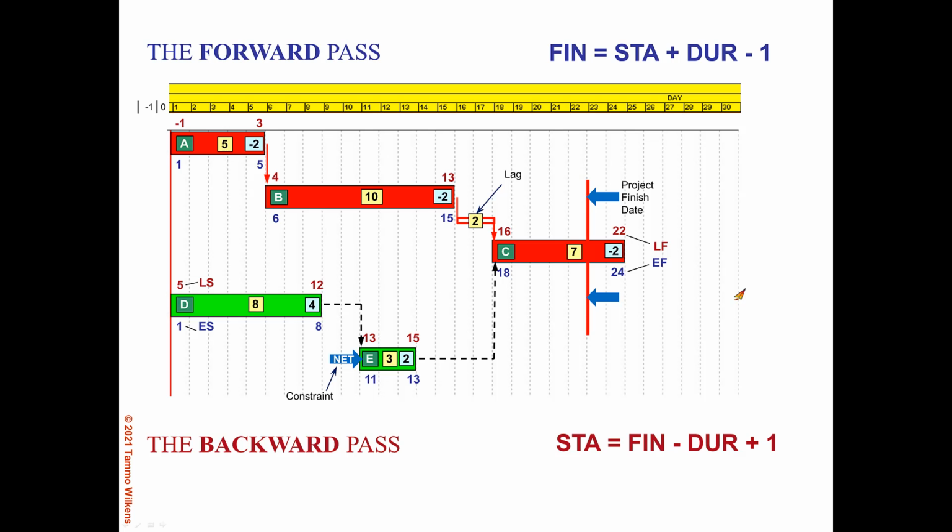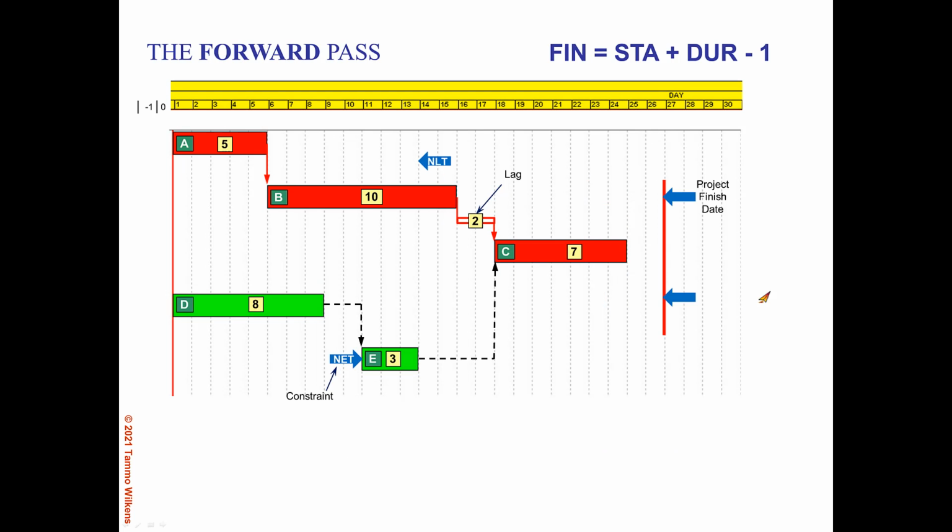Let us look at another aspect of a project finish date, however. Let's assume the client says, I need this project finished by day 26. And let us assume that we're going to have a not later than constraint on activity B. So we're saying B should finish no later than day 13. So let's see what happens.